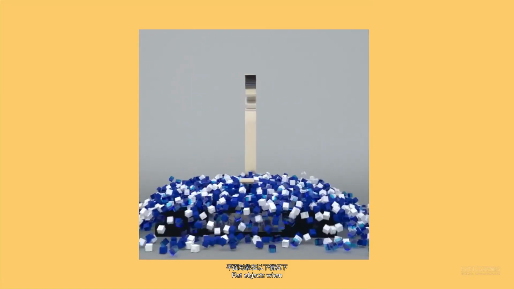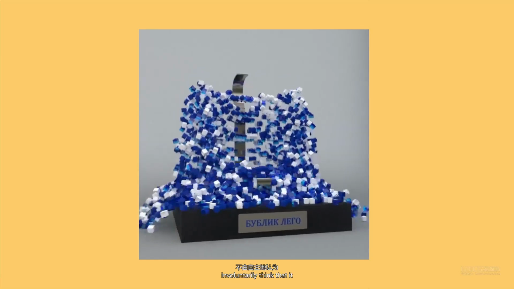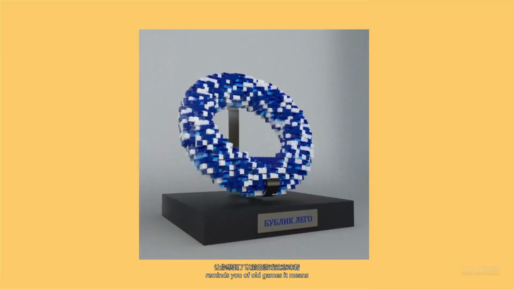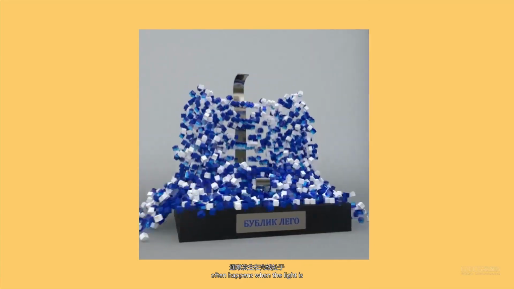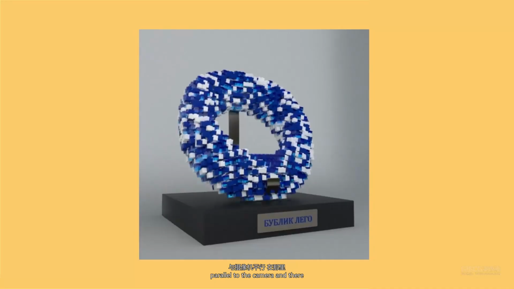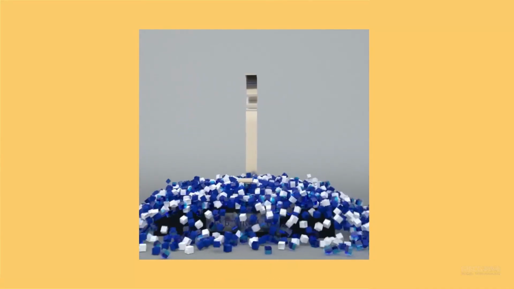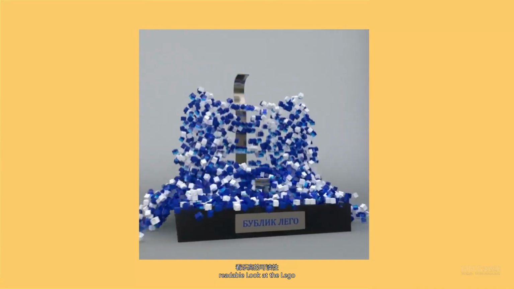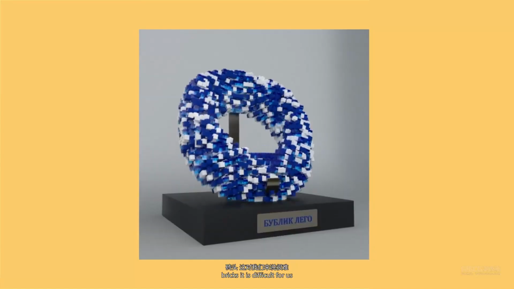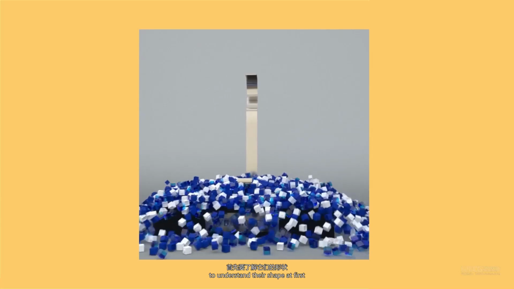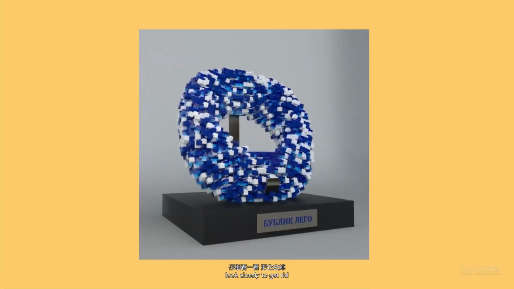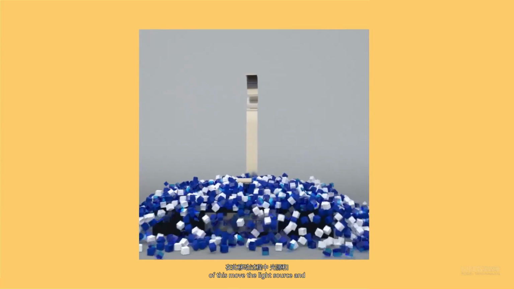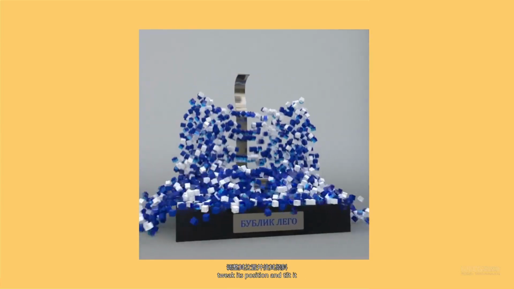Flat objects. When you see an image and involuntarily think that it reminds you of old games, it means there's a lighting problem. This often happens when the light is parallel to the camera and there are no shadows. Thus, the shape of the object is not readable. Look at the Lego bricks. It is difficult for us to understand their shape at first glance, and we need to look closely. To get rid of this, move the light source and tweak its position and tilt it.